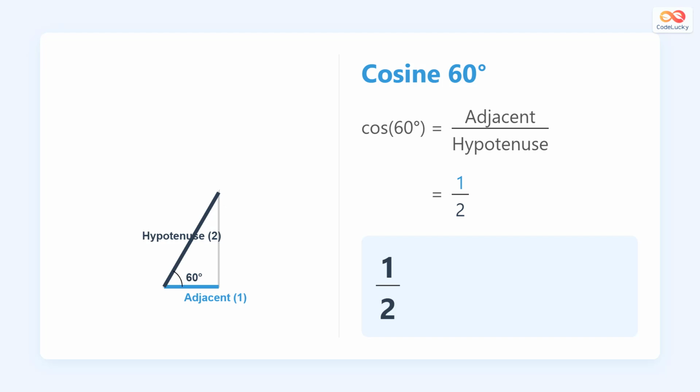Next is the cosine of 60 degrees. The definition of cosine is the adjacent side divided by the hypotenuse. Our adjacent side is 1, and our hypotenuse is 2. So, the cosine of 60 degrees is simply 1/2.